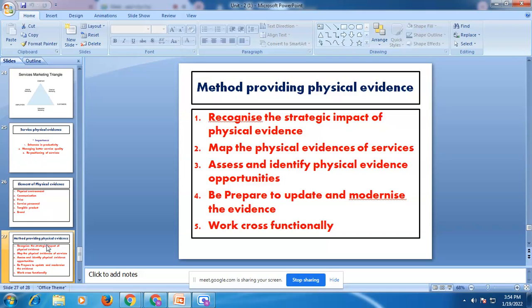Next, in mapping the physical evidence of services, the critical step is to map the various elements of the service, the existing elements of physical evidence, and the service process, which should be visible to everyone. Then, working cross-functionally means relaying the organization's messages to the target segment, which is an important aspect of marketing. Then to prepare, update and modernize evidence: the specifications for the physical evidence need to be constantly modernized and upgraded.